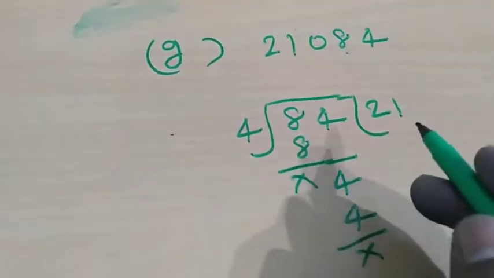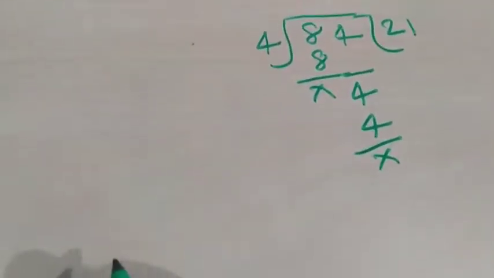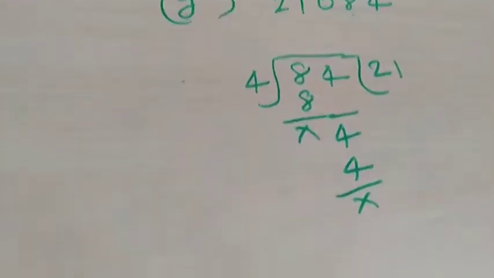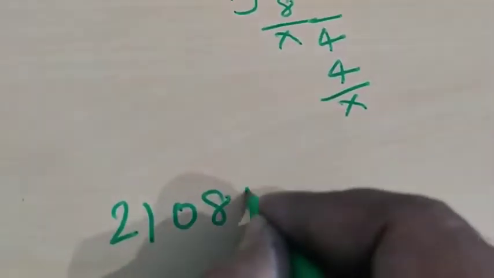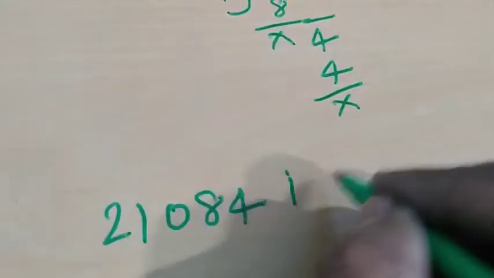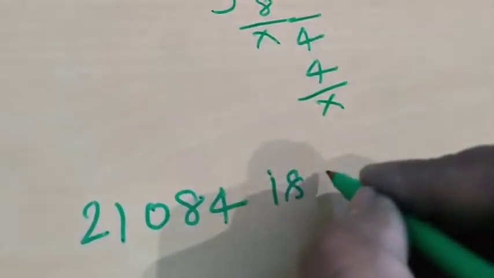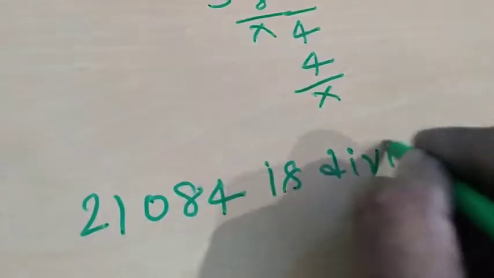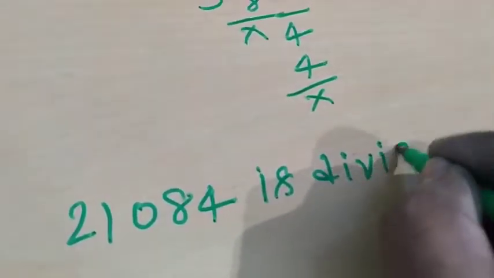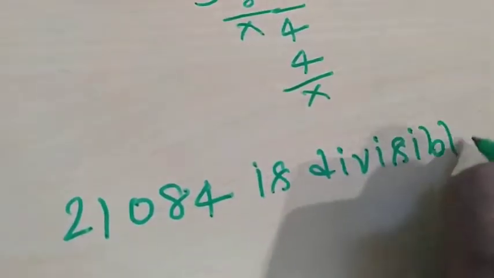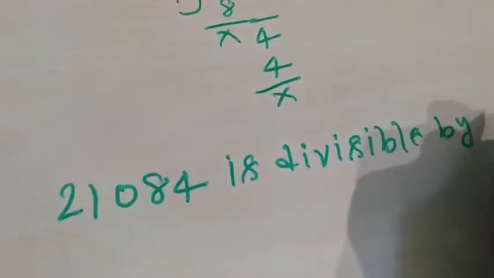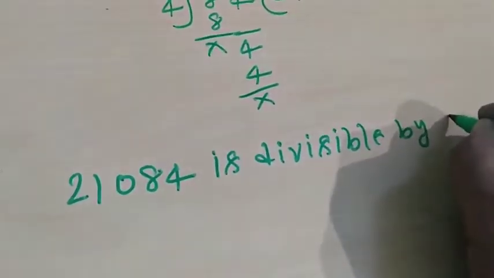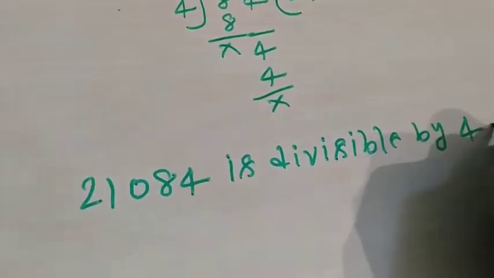So the given number 21,084 is divisible by 4.